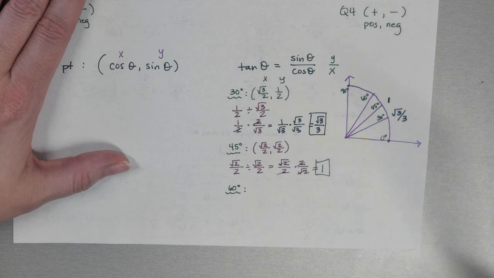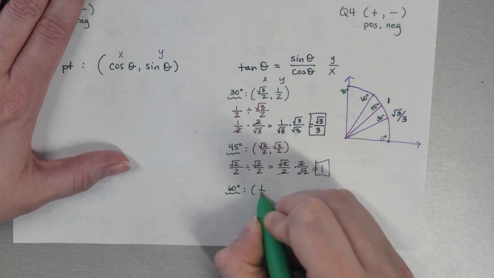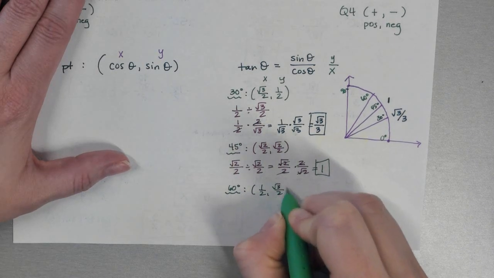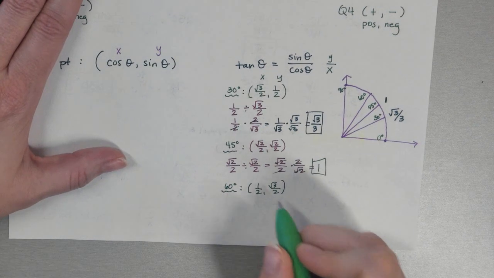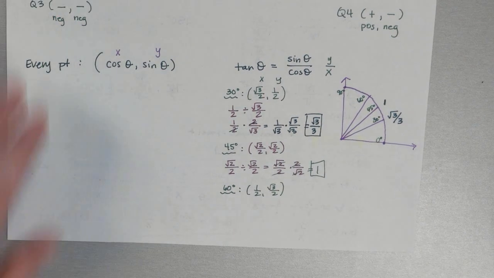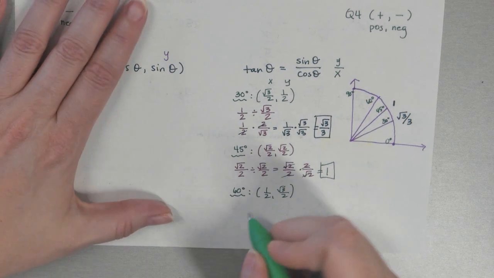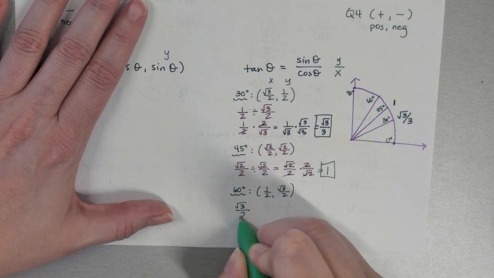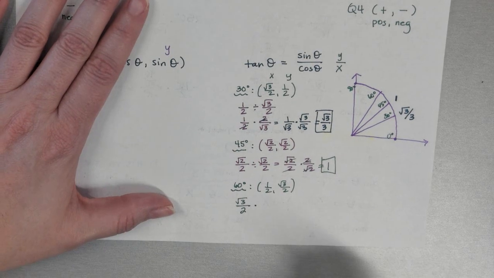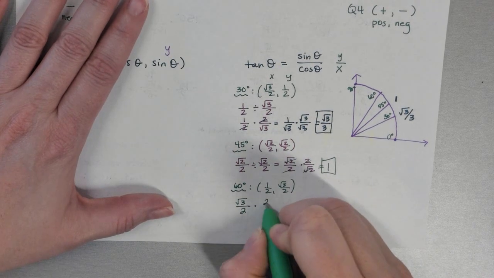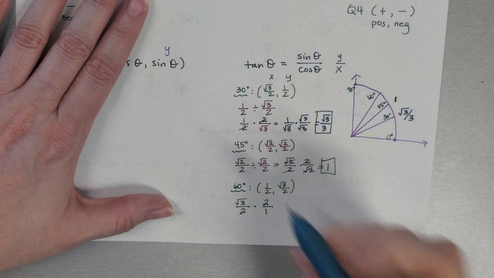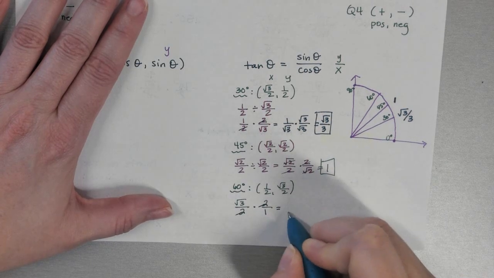Okay, and then our 60 degree is 1/2, root 3 over 2. So remember, you always do y divided by x. Do you need another minute to finish that one? You got it? Okay, so root 3 over 2. Can I just multiply by the reciprocal right away? 2 over 1. So what did you guys get? Root 3. So root 3 over 1 is just root 3.